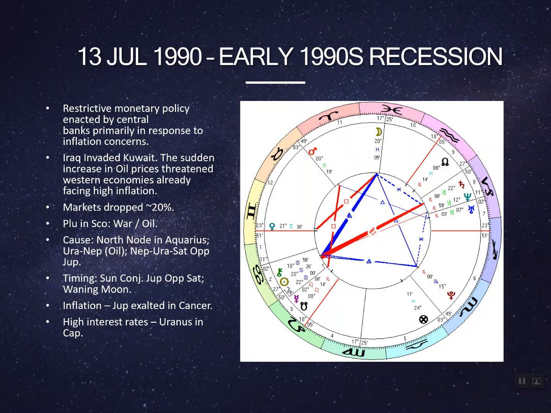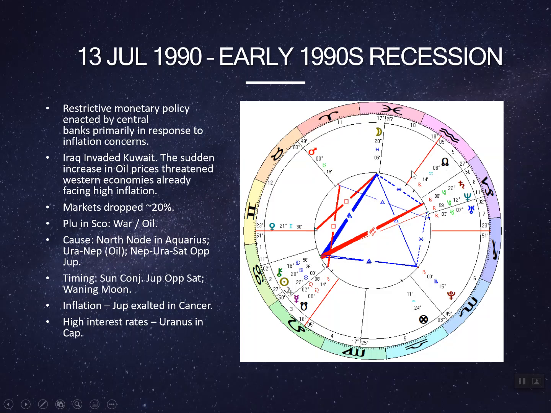The cycle of the North Node through the zodiac is an 18-year cycle, and what we will notice, and I'll go on to show in a later video, is that every time the North Node goes into Aquarius, we see a period of recession or a market crash happening. So I've put the main cause of this market crash down to the fact that the North Node was in Aquarius.